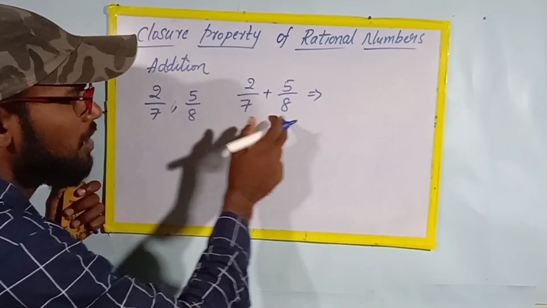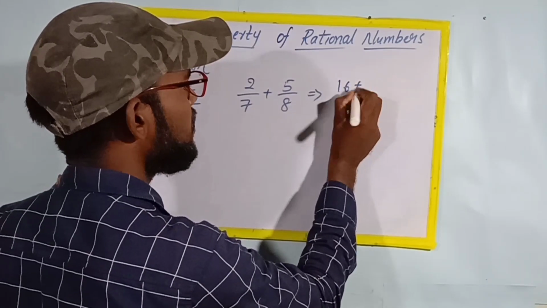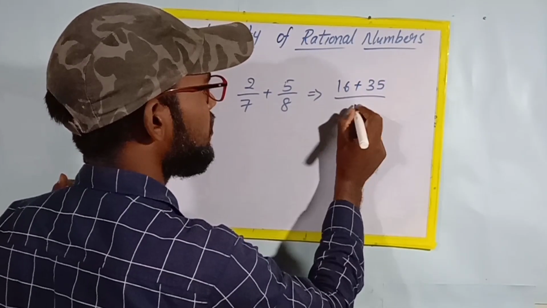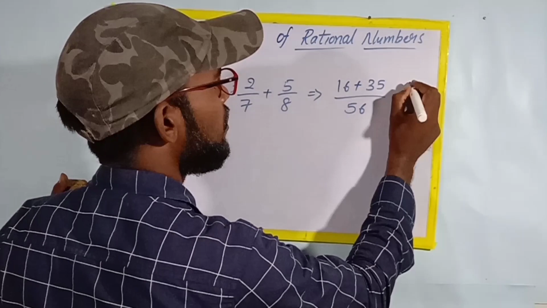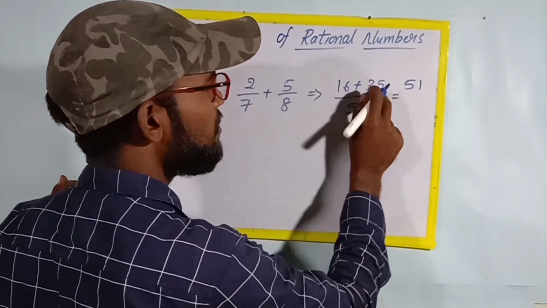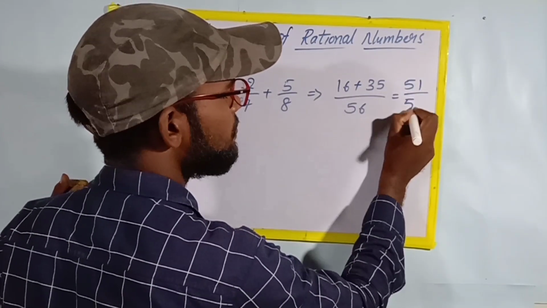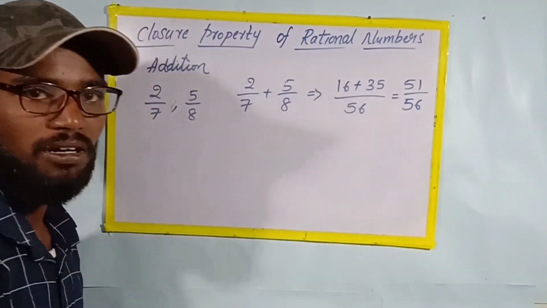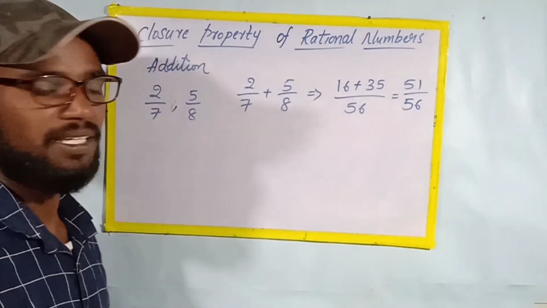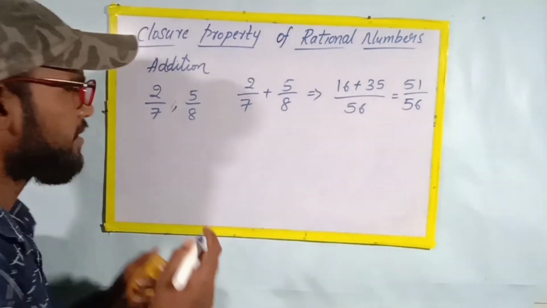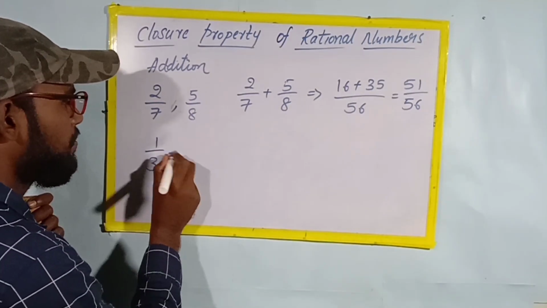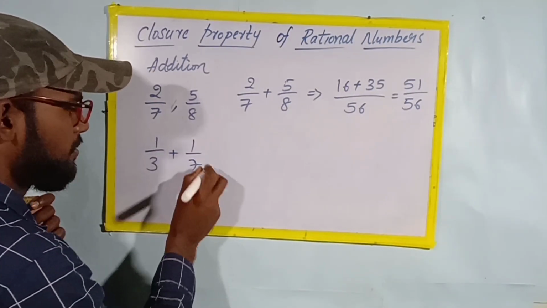Now cross multiply this. 16 plus 35 by 56. Now what is here? 16 plus 35 is 51, over 56. So is this a rational number or not? 51 by 56. Yes, it's a rational number. So let's take one more example: 1 by 3 plus 1 by 7.